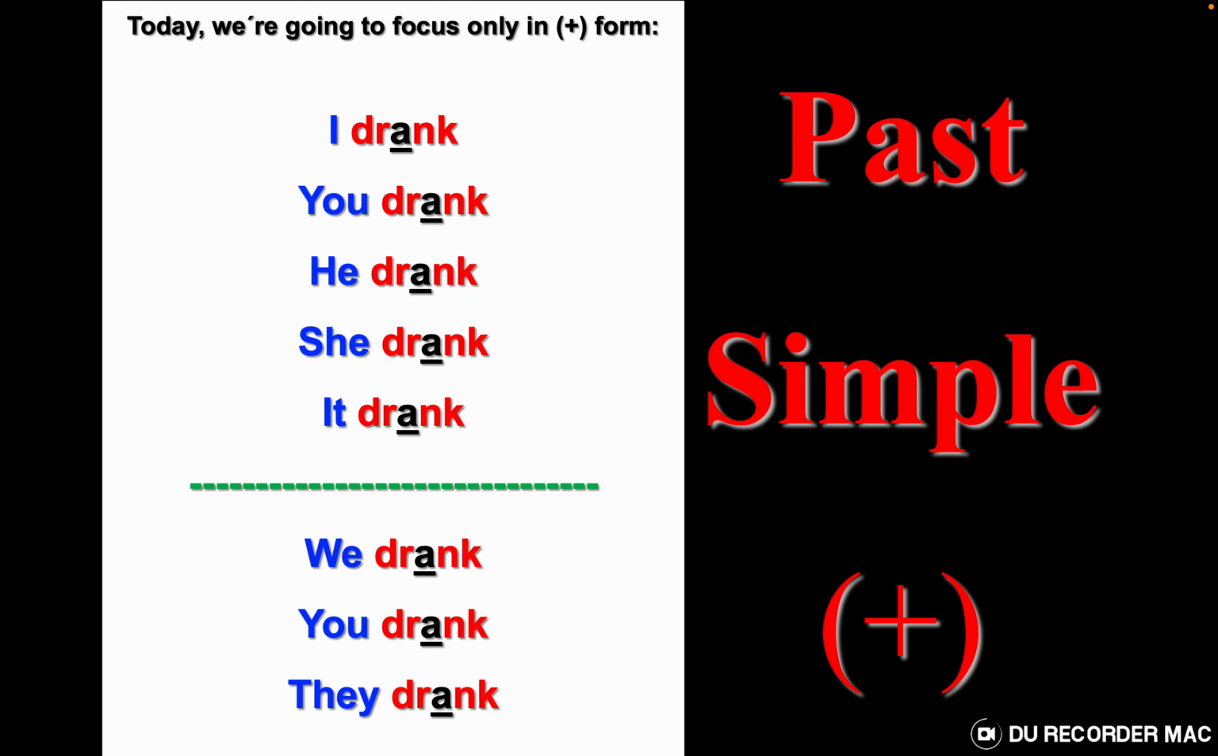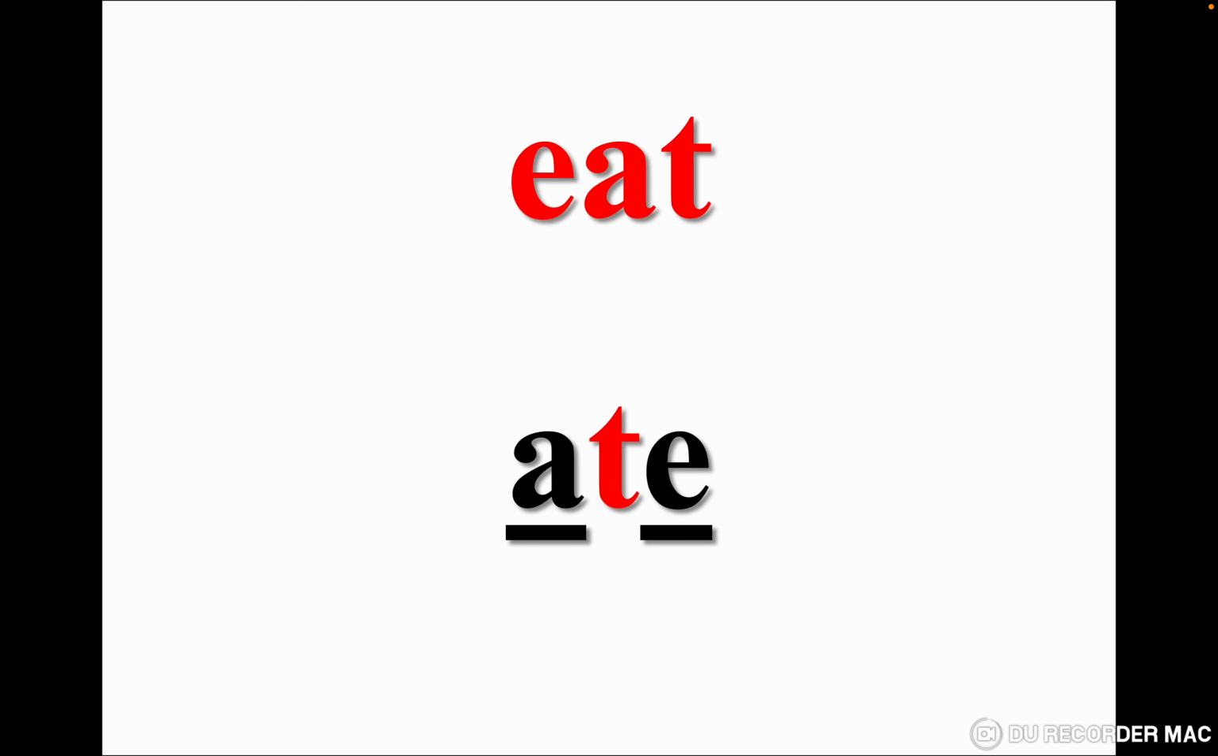Drink. So drink is present. For the past we need to change I to A, and we pronounce it drank. Let's see drank with all pronouns. I drank. You drank. He drank. She drank. It drank. We drank. You drank. They drank. Let's continue.